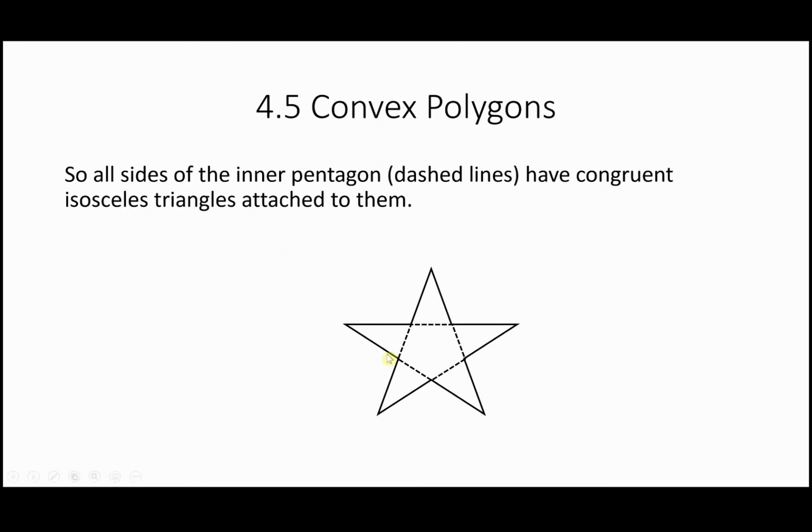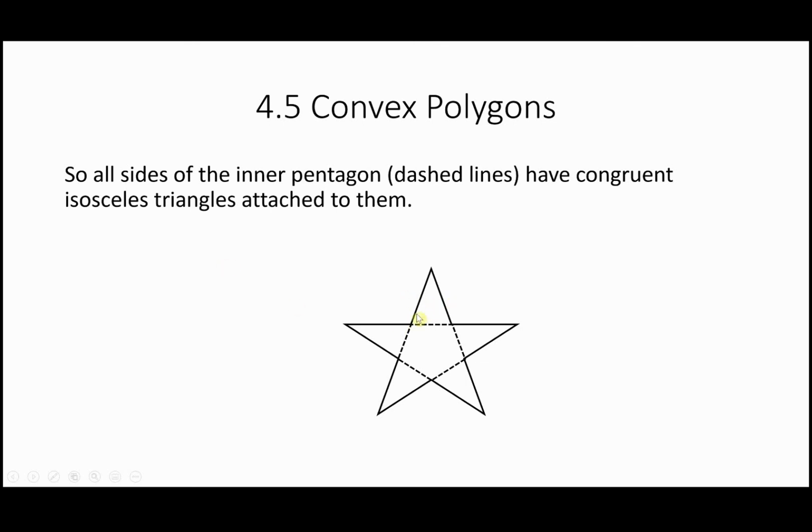Some things that we definitely want to note before we move on with any example, which we have one that we're going to tackle before we go. All sides of the inner pentagon, which is the dashed lines, have congruent isosceles triangles attached to them. Okay, so here's this one that I'm outlining with my cursor. That's an isosceles triangle. So what does that mean? That means that this dashed line is the base edge and that these two edges are congruent to each other, all right? So we're going to keep that in mind.